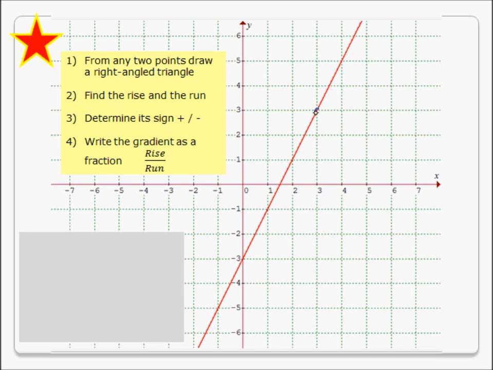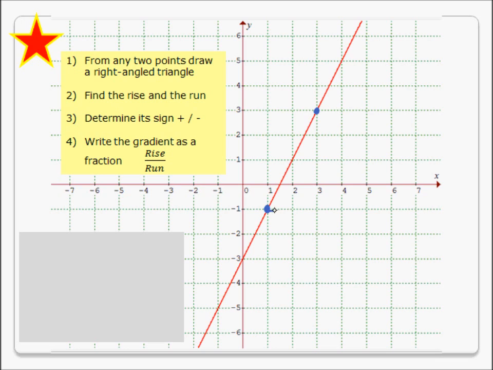So here I have one here. I'm looking for a second point. I might just take this one down here. So I know the exact locations of those points. So this one down on the bottom here is located at 1, negative 1, and this point up here is exactly 3, 3. Now the second thing is I need to draw that right angled triangle.